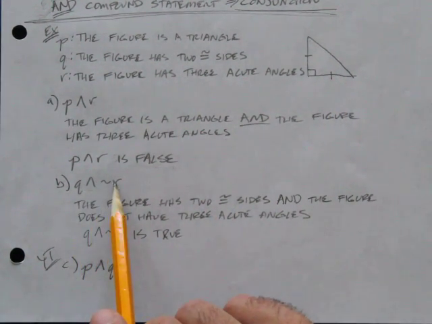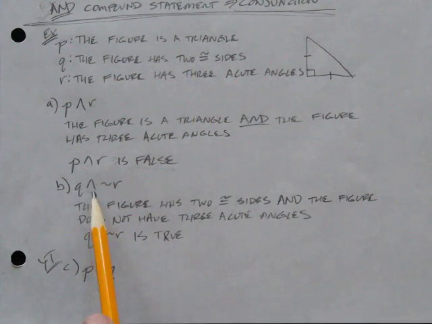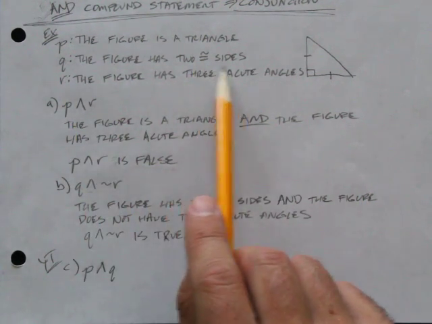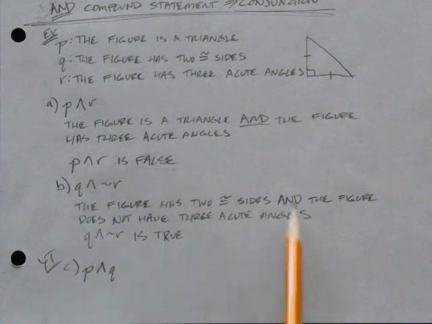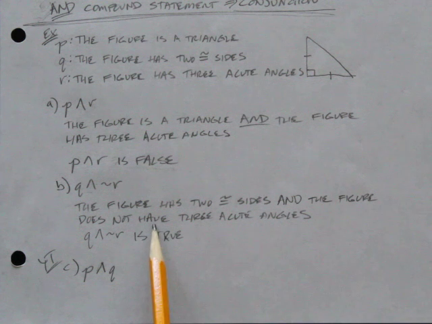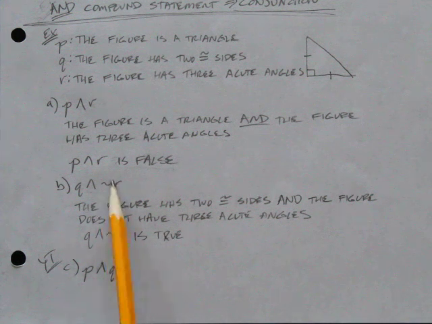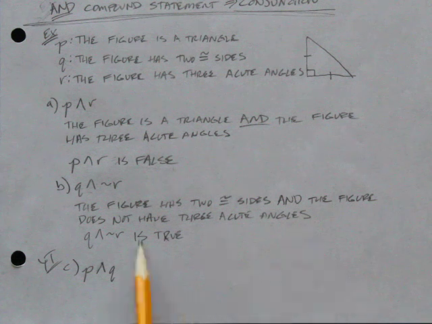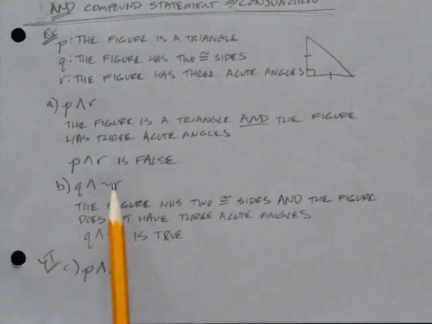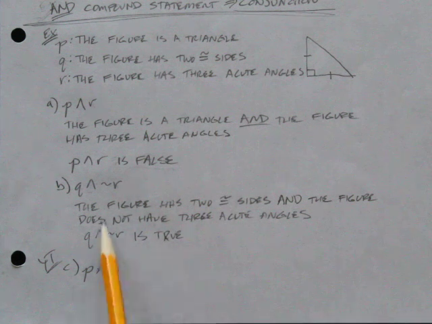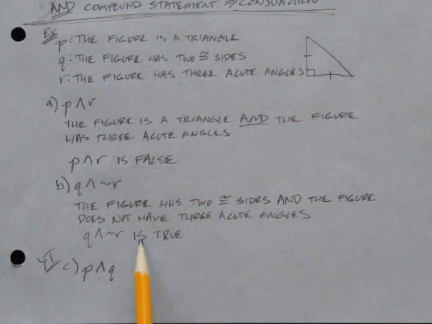Let's look at another one. Q and not R. Okay, so let's write those down. Q, the figure has two congruent sides, and we have this and. The figure does not have, so we did the negation of R, does not have three acute angles. This is going to be true because R by itself was false, but not R is true. The figure does not have three acute angles. So Q and not R is true.